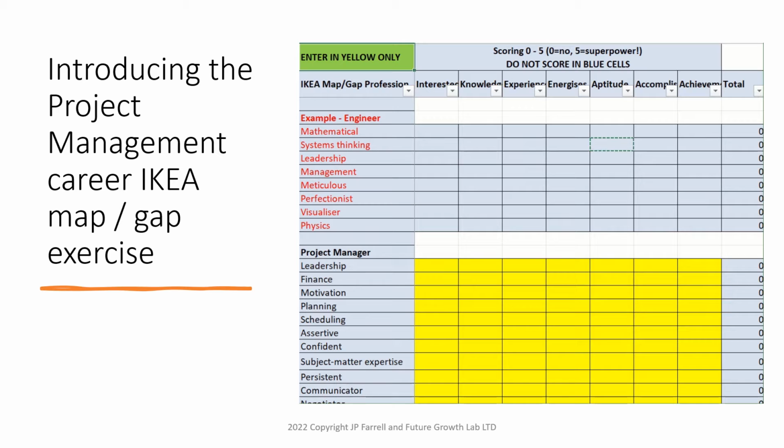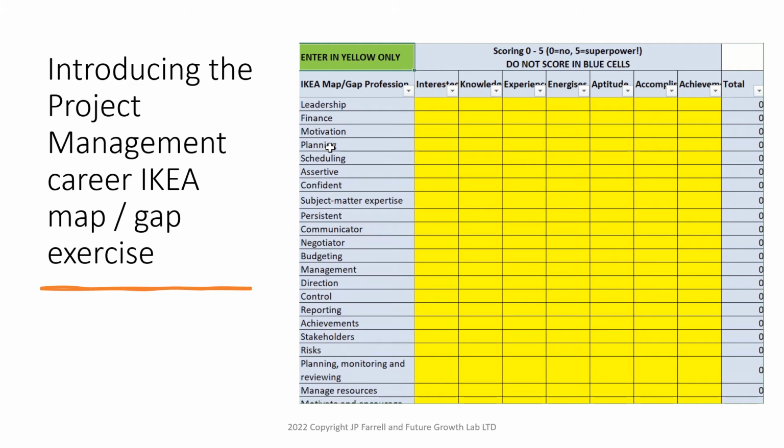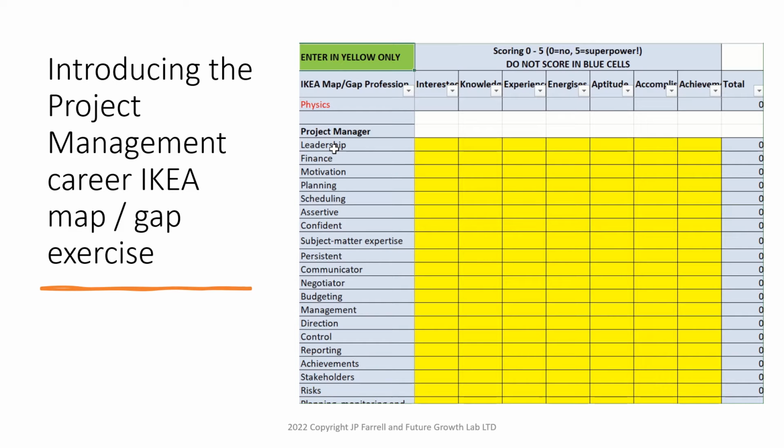So here we are in our template, which is the more advanced version that I spoke to you about earlier. I mentioned to you that across the top we've got the IKEA labels now. So down the left we've got an example of the engineer and how he or she thinks and the way that they have to be. But then we move down and we get to the project manager attributes. And that's where you're going to score yourself on the supplied template. We're going to have a look at entering here.